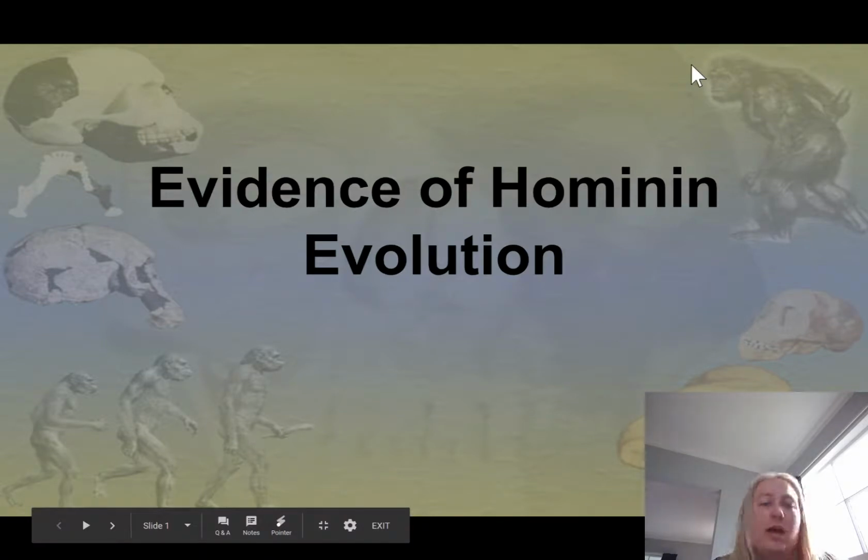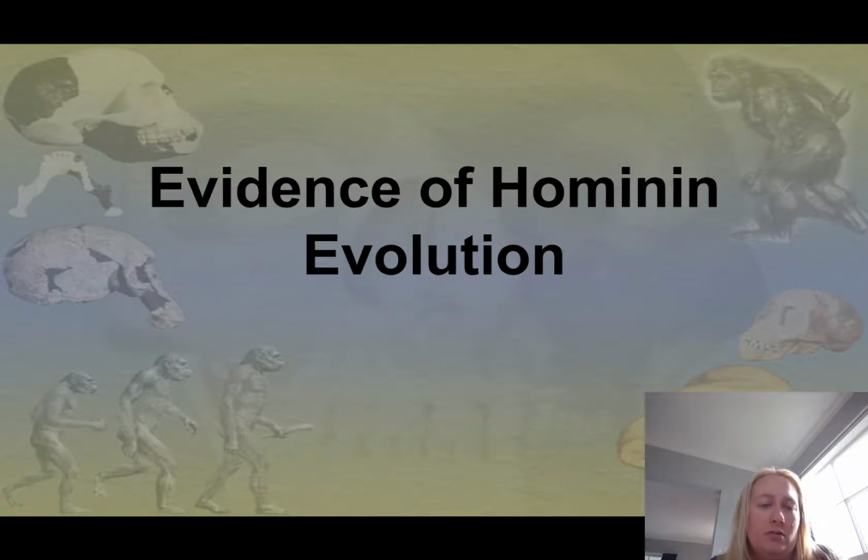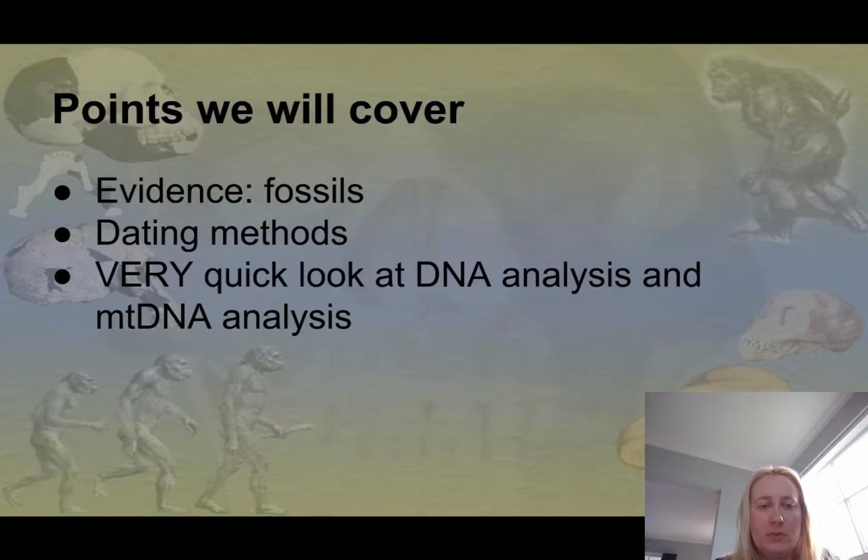Hi guys, this is the first video for this unit, and it's looking at what is the evidence of hominin evolution. Okay, so what we're going to cover is the evidence, which is for us fossils, and the most common ones we find are things fossilized, so bones, skulls, skeletons. Tools is another common one we find as well. We're also going to look at the dating methods.